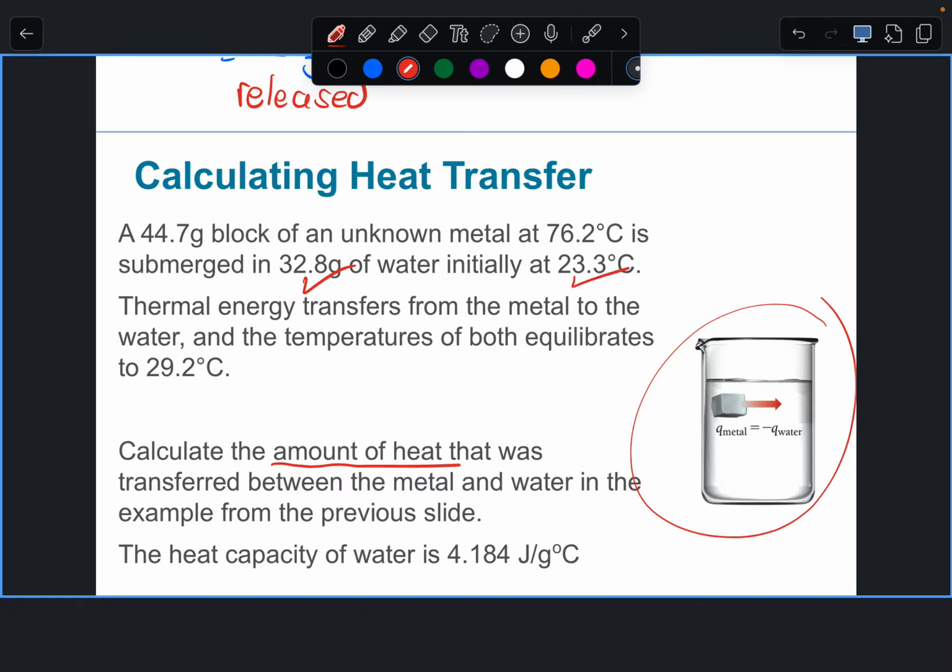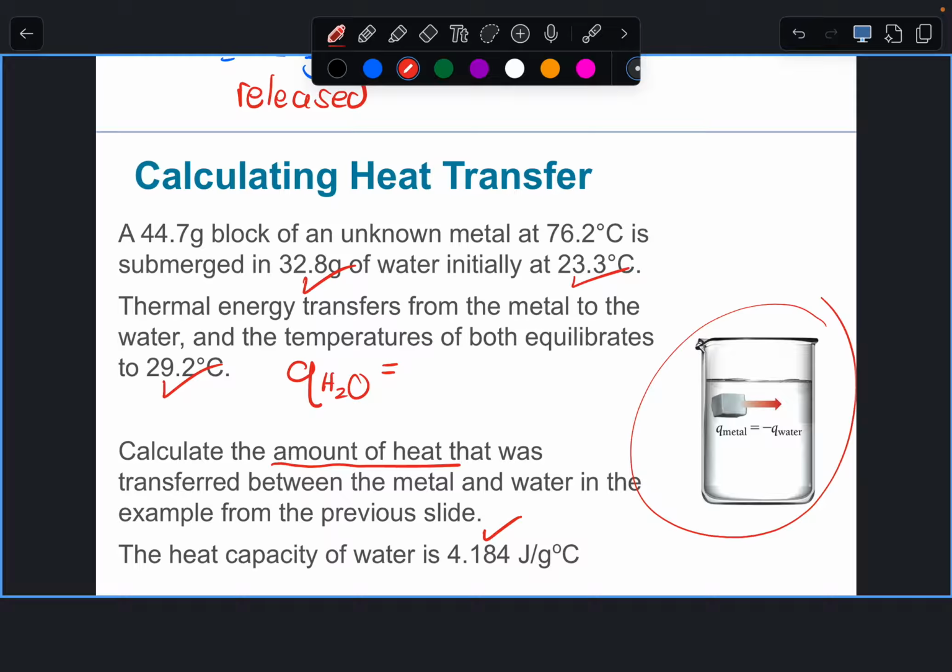We know its initial and final temperature. And we know how it responds to removal or gaining of heat. We know its heat capacity. So we can actually determine the Q of the water here.